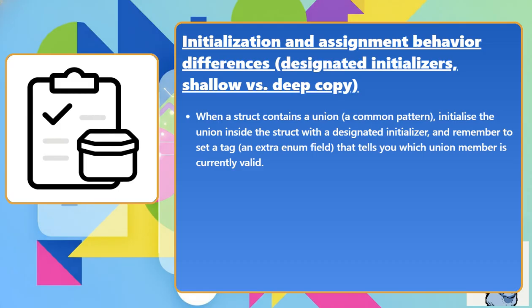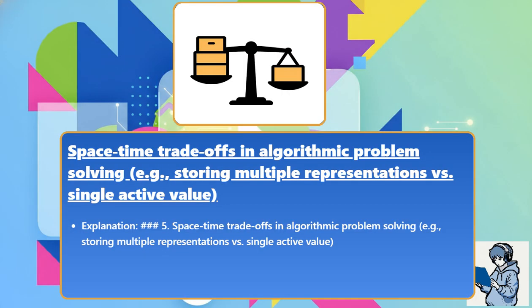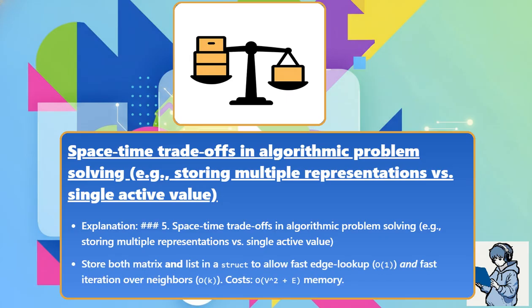And remember to set a tag, an extra enum field that tells you which union member is currently valid. Explanation: 5 space-time trade-offs in algorithmic problem solving. For example, storing multiple representations versus a single active value. Store both matrix and list in a struct to allow fast edge lookup, O(1), and fast iteration over neighbors, O(k), at a cost of O(V squared plus E) memory.